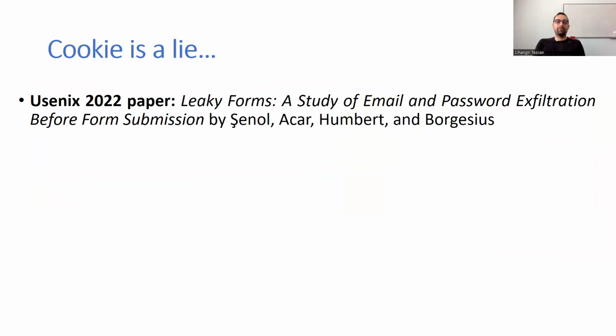Thanks to some people in Leuven, Belgium, and the Netherlands, they actually wrote a paper. This is a USENIX 2022 paper: Leaky Forms, a study of email and password exfiltration before form submission, by Asuman Şenol, who was actually my thesis student here, and Güneş Acar, a Turkish researcher, and Matthias Humbert and Gunes Acar.